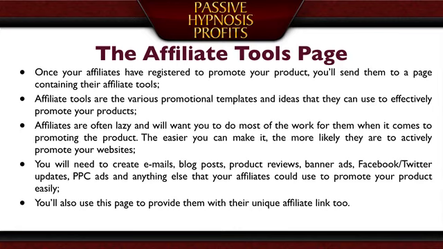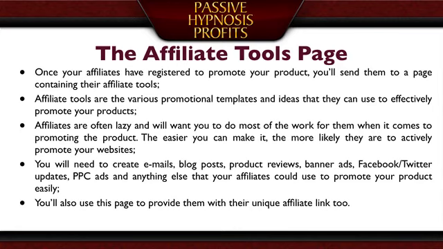So basically, you will need to give your new affiliates their unique affiliate link, and you would do this on the affiliate tools page. So as soon as a marketer has registered to promote your product, you would send them to the affiliate tools page, which would give them their affiliate link. All they'd have to do is to insert their affiliate username into the affiliate link, and then that would be their proper URL to send. But alongside that URL, you are going to have to do a little bit of work. You see, affiliates are usually very, very lazy, and they will usually want you to do the majority of the work for them when it comes to promoting the product. In terms of, they want you to give them what it is that they need to promote the product.